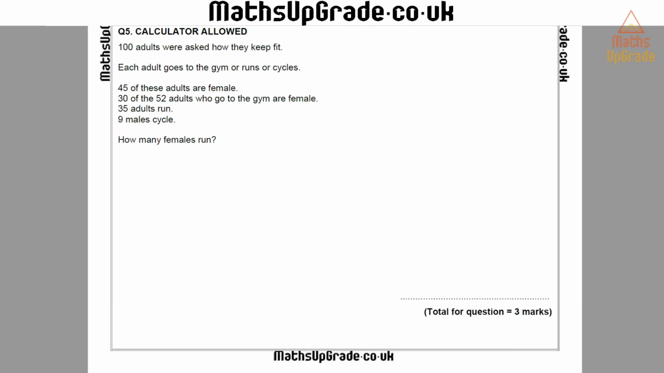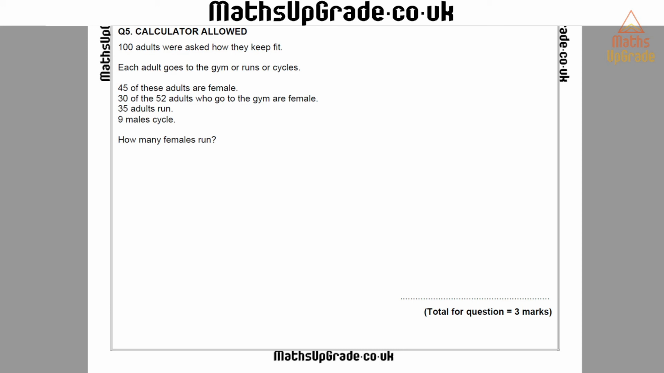Question 5 is worth 3 marks. We're told 100 adults were asked how they keep fit. Each adult goes to the gym or runs or cycles. 45 of the adults are female. 30 of the 52 adults who go to the gym are female. 35 adults run. 9 males cycle. How many females run?